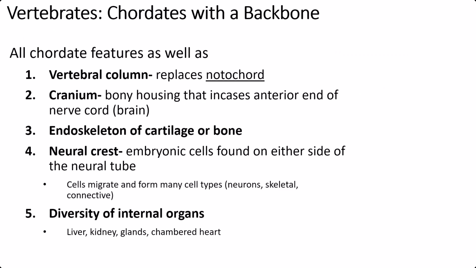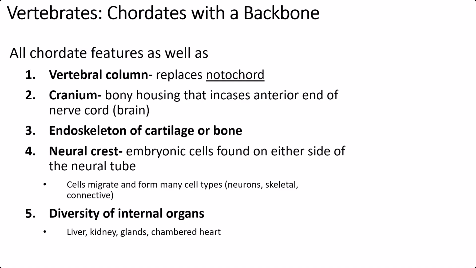So then some chordates do have a backbone. Vertebrates are chordates with a backbone. The vertebral column replaces the notochord. The cranium is the bony housing that encases the anterior end of the nerve cord, so that encases the brain. They have an endoskeleton of cartilage or bone.